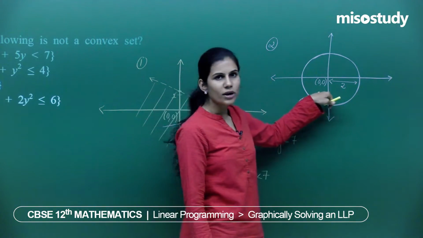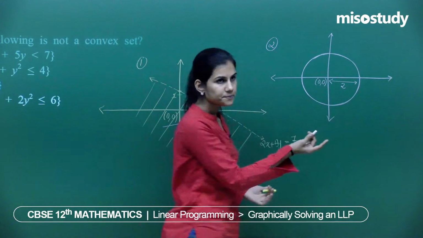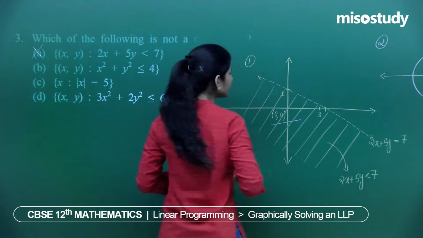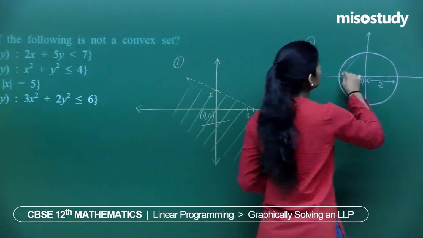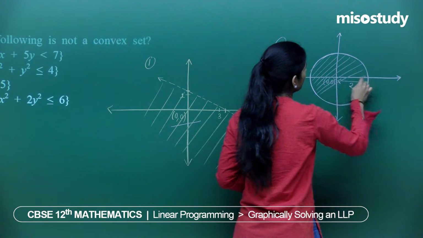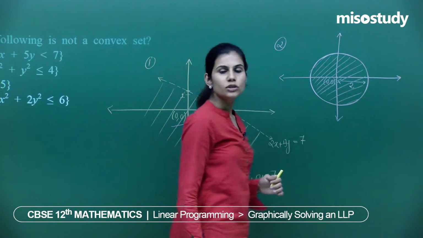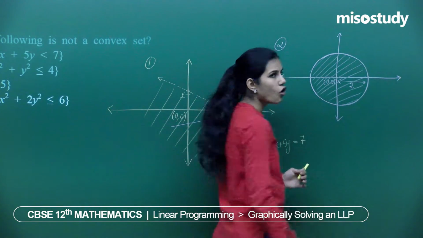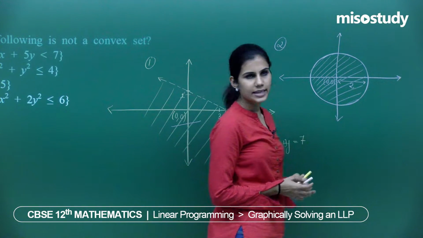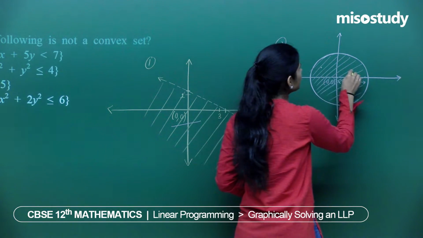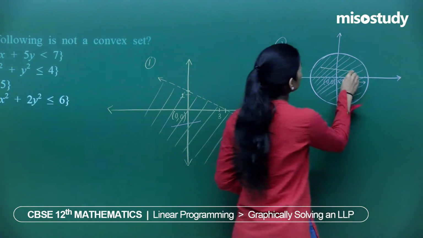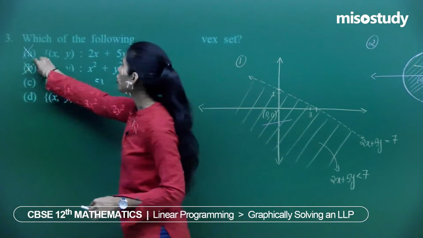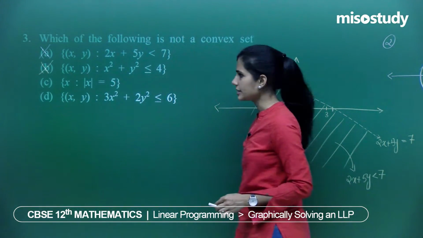For that I will have to pick a point which is not lying on the boundary, that is the origin. If I plug in x equals 0, y equals 0, I get 0 plus 0 is less than 4, which is true, and therefore the region containing the origin is going to be my feasible region. So the region represented by x square plus y square less than or equal to 4 is the points inside the circle and the points on the boundary. Is this a convex set? Yes, of course. You pick any 2 points in this region, the straight line joining them is always going to lie in the same region. So even this is a convex set. I am going to say this is a wrong option because I want to find out which is not a convex set. What is this?